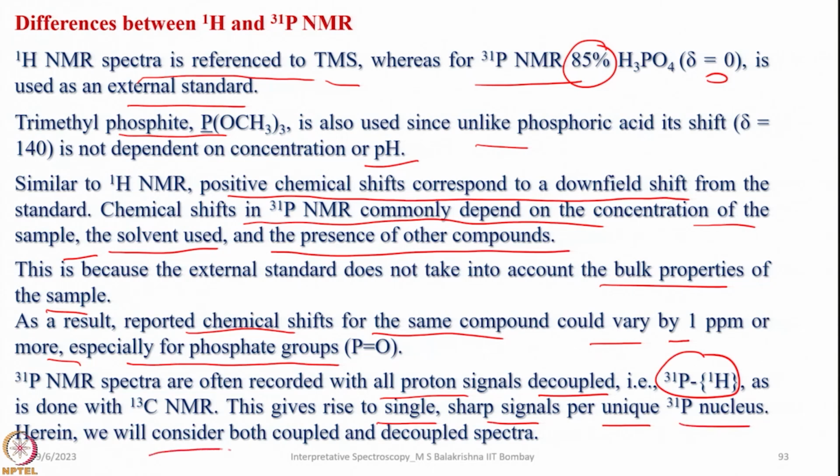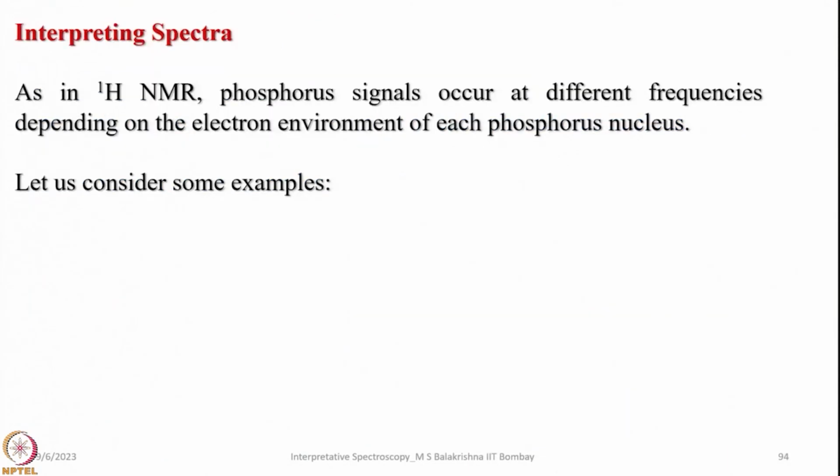Herein we will consider both coupled and decoupled spectra, and very nicely we can see phosphorus couplings up to 3, 4 or 5 bonds. They are chemically and magnetically non-equivalent. Interpretation of spectra is easy, very similar to 1H as I mentioned earlier. As in 1H NMR, phosphorus signals occur at different frequencies depending on the electron environment of each phosphorus nucleus.